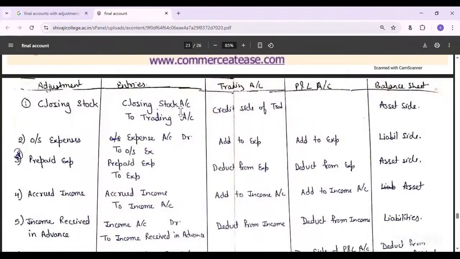Closing stock. The journal entry is given, where we will take it on the credit side of the trading account and the asset side of the balance sheet. Outstanding expenses, add to expenditure in the trading account on the debit side. Again, on the liability side we have to take it. Prepaid expenditure, deduct from the expenditure if it belongs to the trading account, deduct from the expenditure if it belongs to salary. Say, for example, outstanding salaries or prepaid salaries, prepaid rent.